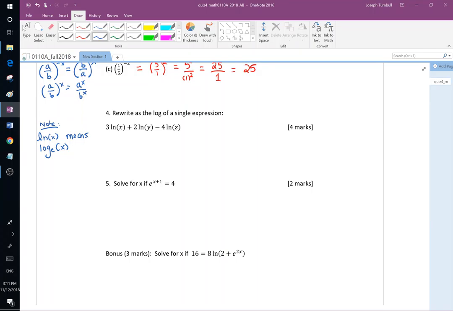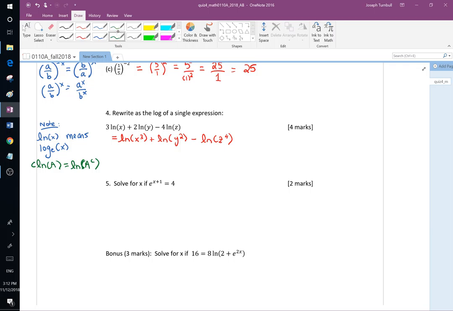Now, in order to rewrite this as a log of a single expression, we need to use several log properties. Here's one of them. C times the ln of A is the same as the ln of A to the power of C. So if we use that exponent law on all three of these pieces, we have the ln of x cubed plus the ln of y squared minus the ln of z to the power of 4. That's your choice. You could have left the minus sign with the power as well, so you'd have plus ln of z to the negative 4. It doesn't make a difference. It'll give you the same answer.